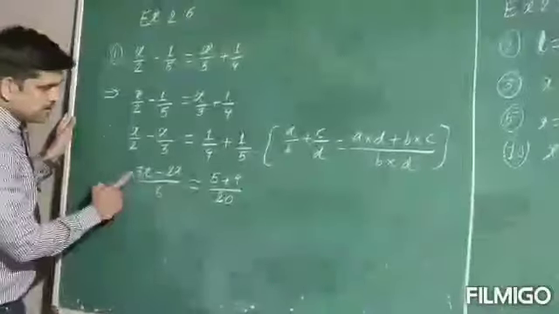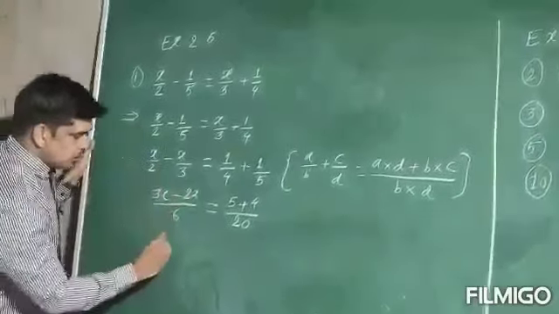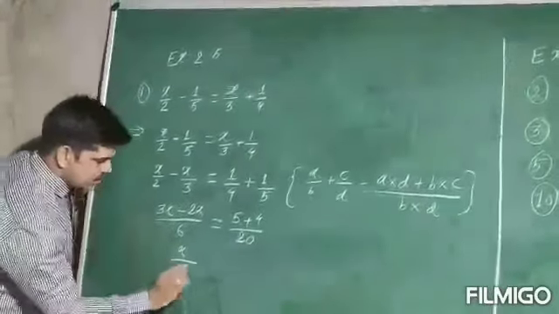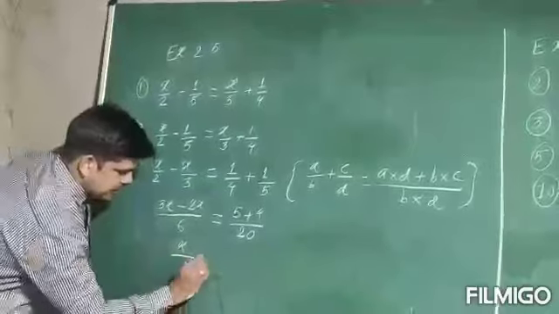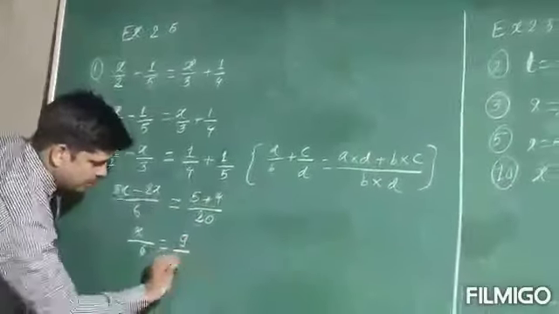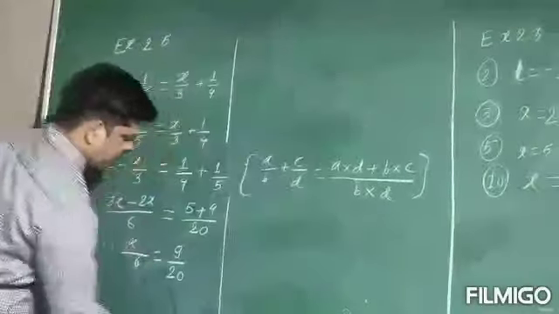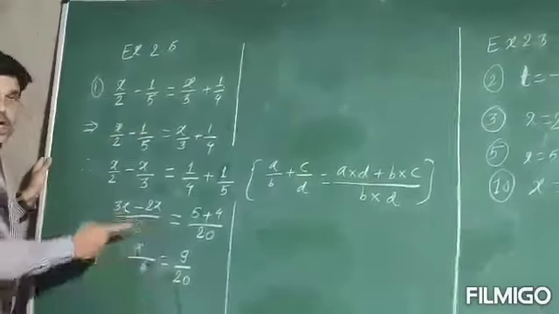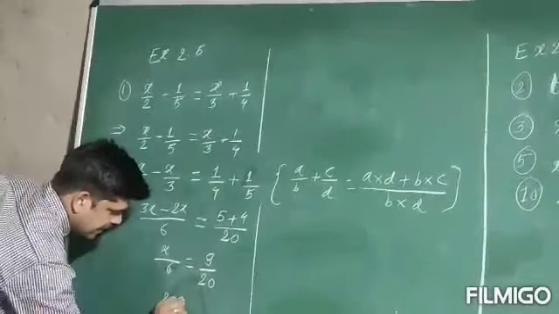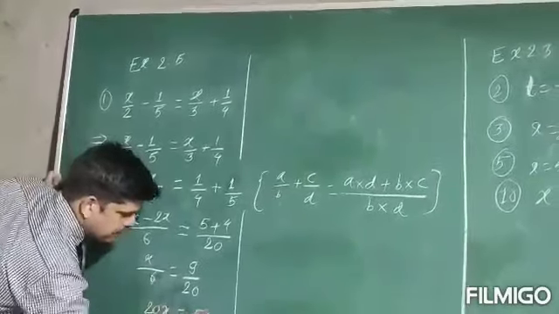Okay, now 3x minus 2x in the numerator. 3x minus 2x are like terms, so it will come 1x, but we write only x. So x upon 6 as it is is equal to 5 plus 4, it is 9 upon 20. Okay, now next, we have to do cross multiplication. 20 into x, it is 20x, is equal to 6 into 9, it is 54.